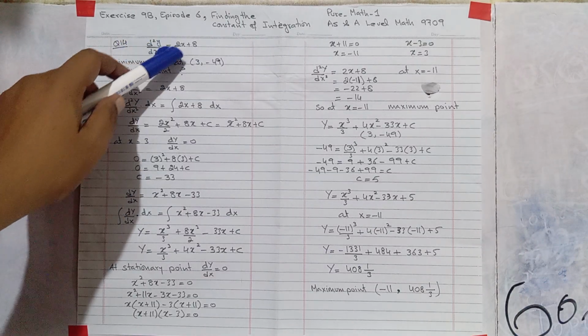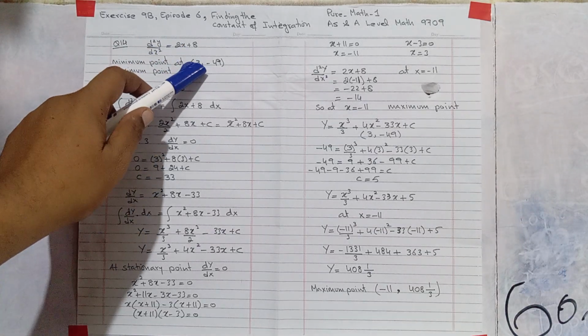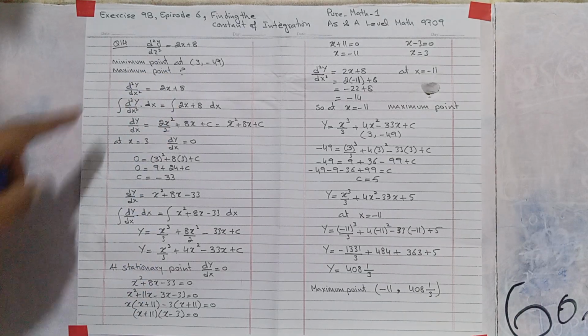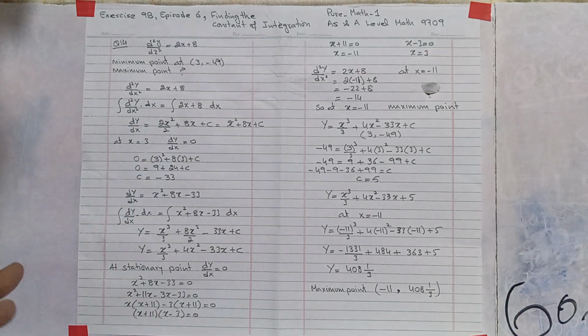So d squared y by dx squared is given as 2x plus 8. It is given that the minimum point is at (3, -49). The maximum point we have to find out. So d squared y by dx squared is equal to 2x plus 8, so I will integrate both the sides.